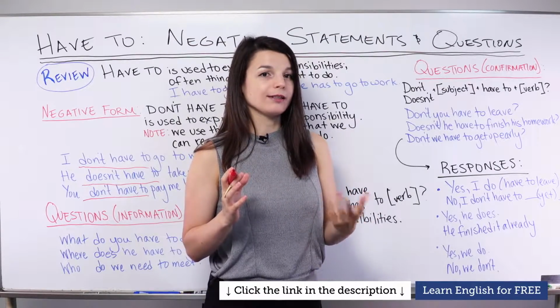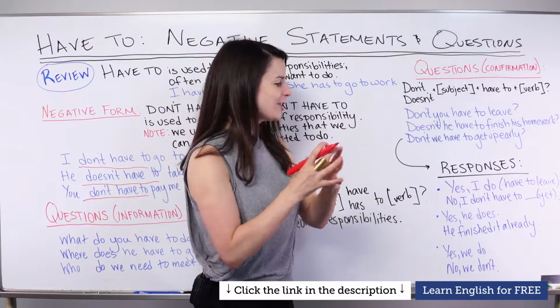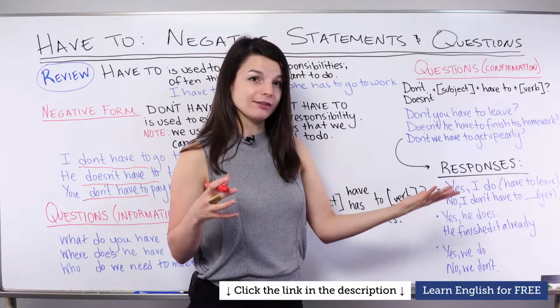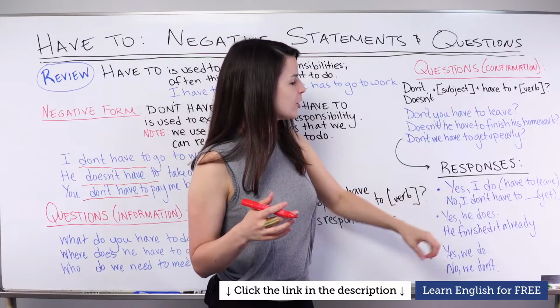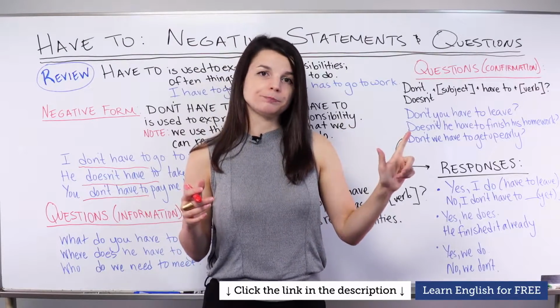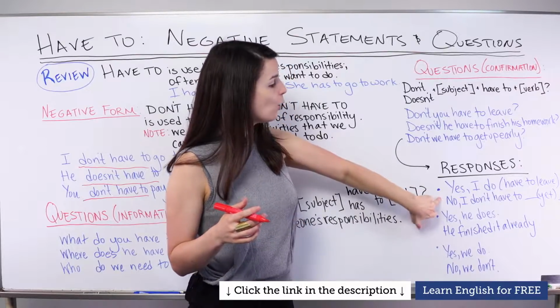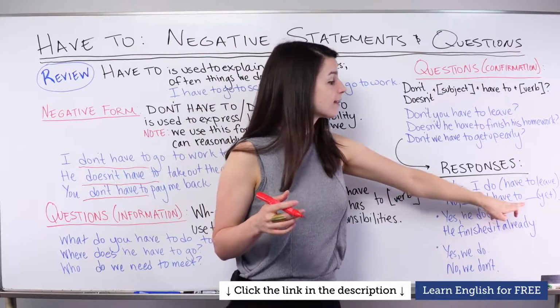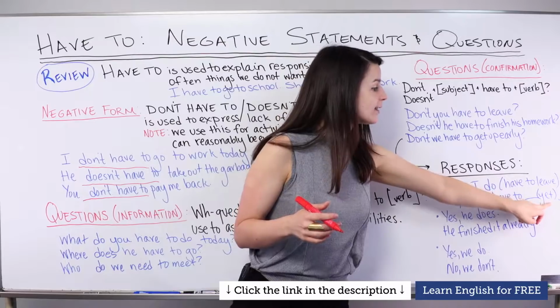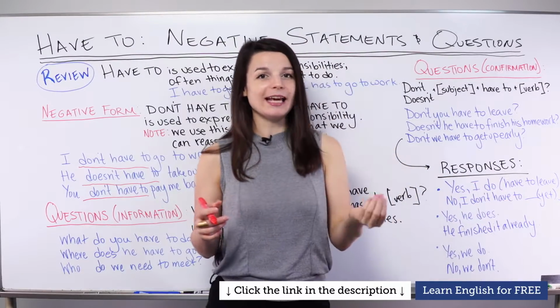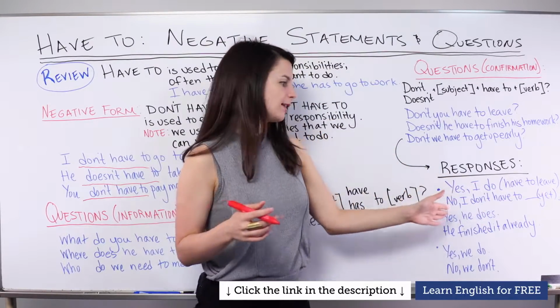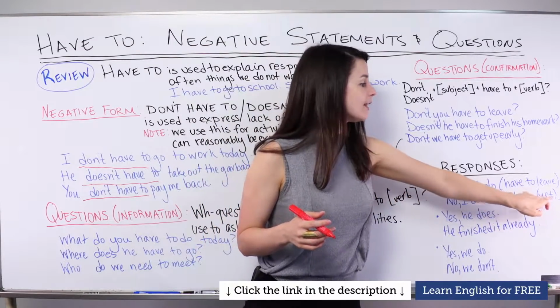So in other words, it's a yes response. To make a full answer, yes, I do have to leave. But most of the time we just say yes or yes, I do. If, however, the answer is no, we can say, no, I don't have to, in this case, leave yet. So you might use something like yet or already, as we see here. But no, I don't have to leave yet.